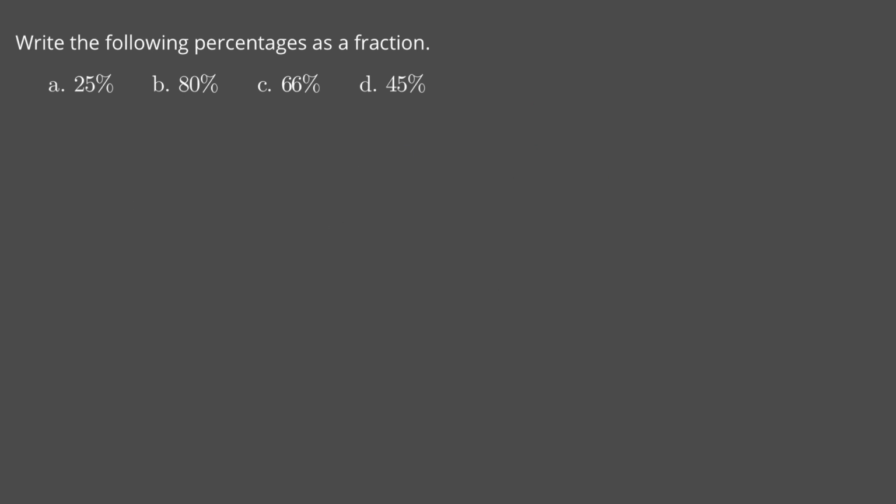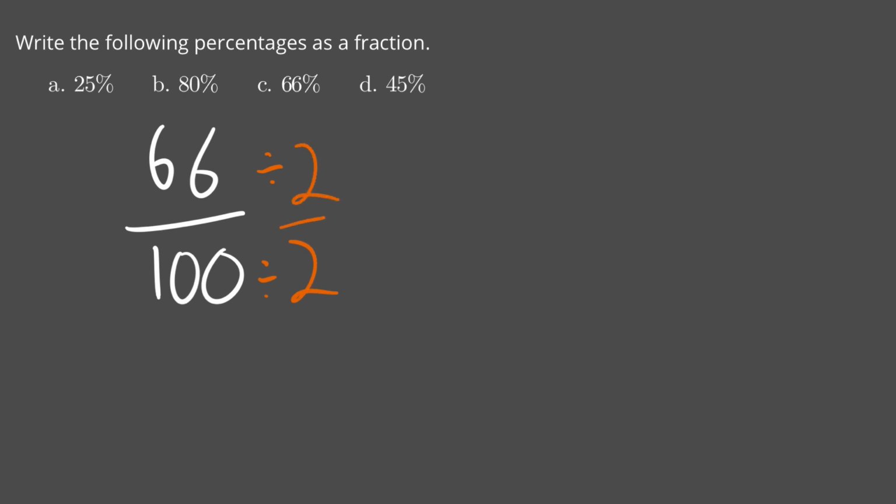Part C and D are going to be very similar to A and B, so take this time to pause the video and try them for yourself. For the solutions, part C is 66%. We will omit writing the percentage because we know we're going to erase it. We have 66 over 100. The next step is to simplify. They share a common factor of 2, so we will divide by 2 over 2, giving us 33 over 50.